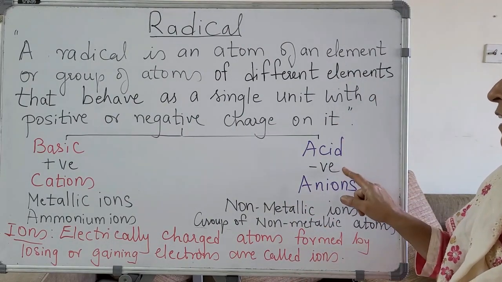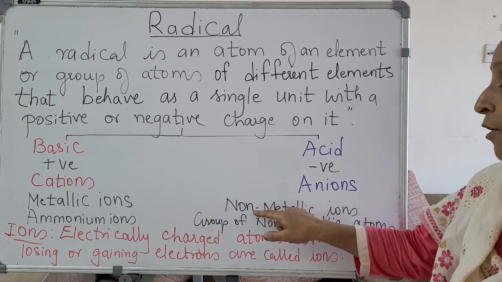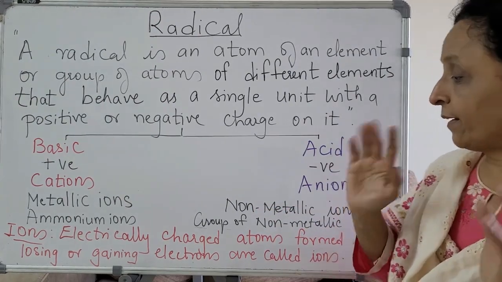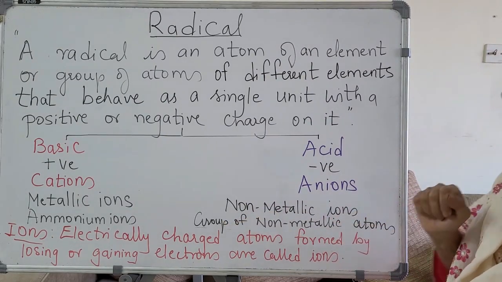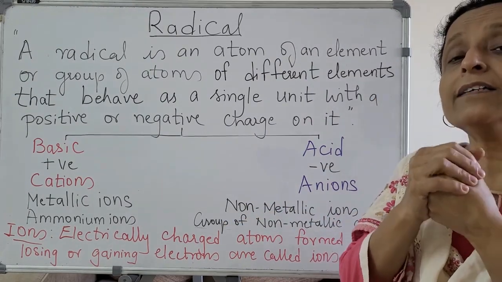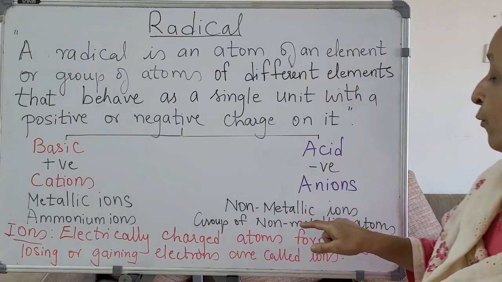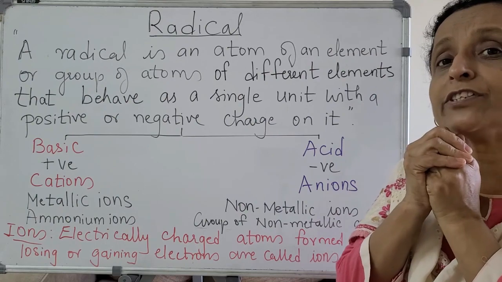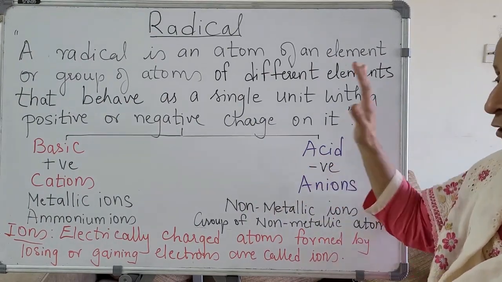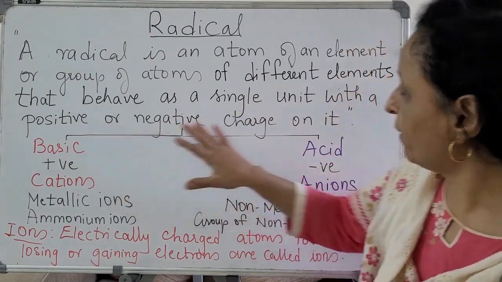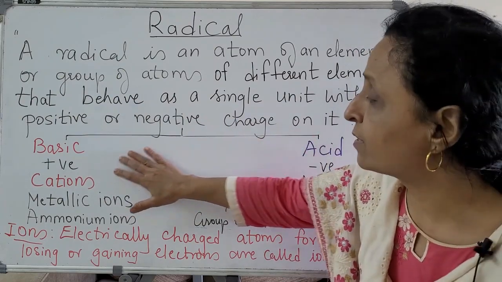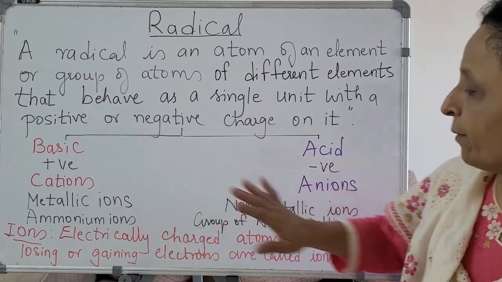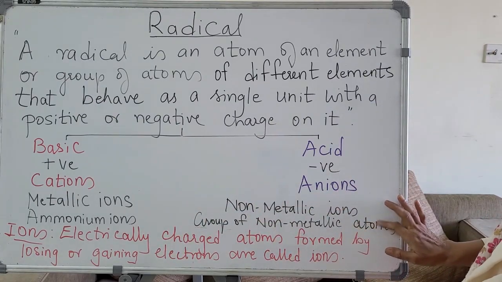Now, here in negative, the anions are non-metallic ions. They are not metals, they are non-metallic. Then a group of non-metallic atoms, non-metal ions, they come together to form a group, and they have the charge which is negative. So this should be clear: basic, acidic, positive, negative, cations, anions, metallic ions, ammonium ions, non-metallic, group of non-metallic atoms.